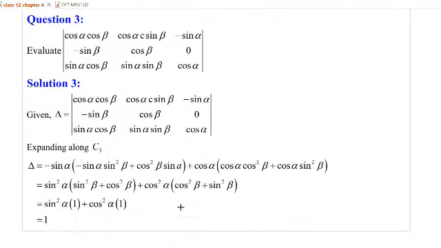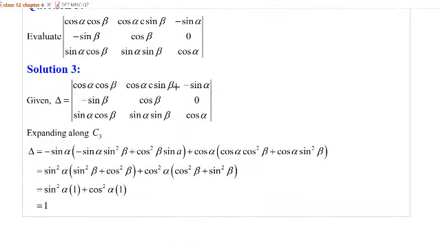Question number 3. Evaluate. So nowhere it is written whether we have to only use properties. So we can simply expand this determinant. So I'm doing this expansion along column 3. So we have to choose the easiest column. Here there is 1 0. So expanding along column 3 will be easier. First of all, I wrote minus sine alpha. Then 0 I didn't write because 0 into anything will be 0.